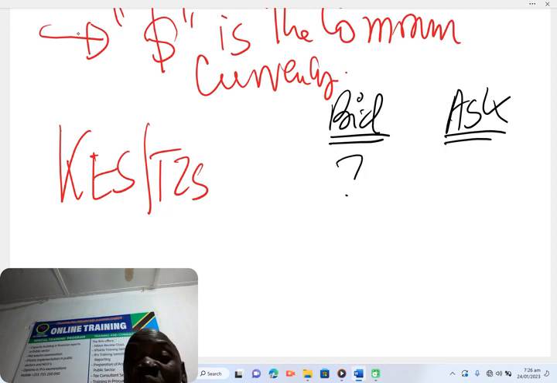So we need to compute these two figures. Am I clear? Because the first quotation and the second quotation result in Kenyan shillings per Tanzanian shillings, isn't it? Now, stop writing, look at me. I want first to start computing the bid price.